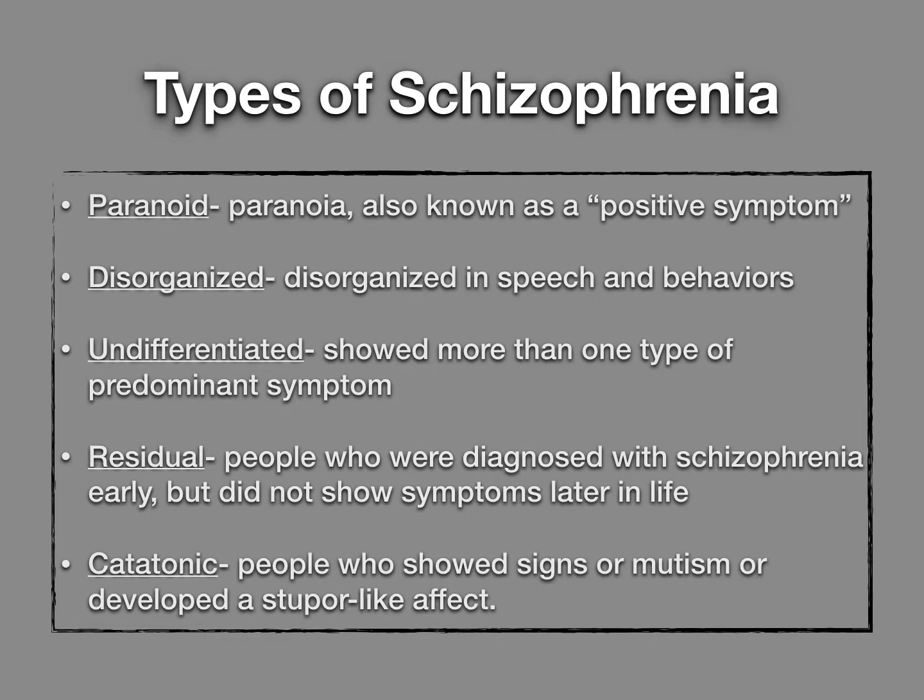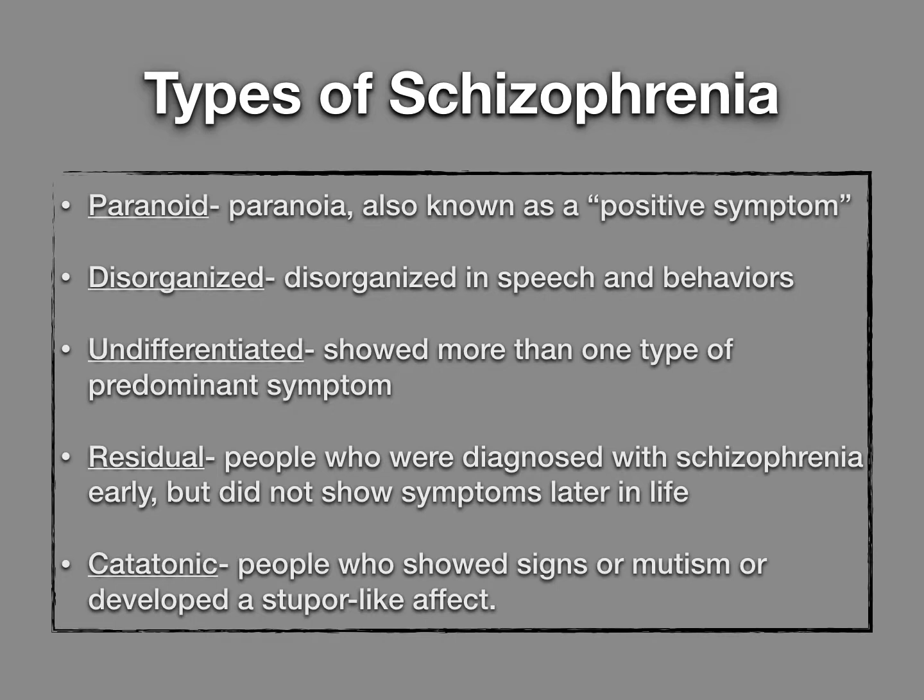Schizophrenia is characterized into different types. The first one is paranoid. Paranoia is also known as a positive symptom, so this is what we cannot see. Disorganized is disorganized in their speech and behaviors, and this is pretty obvious. Undifferentiated showed more than one type of predominant symptom, so it's the things that we can see that are pretty dominant in the way they live their life.